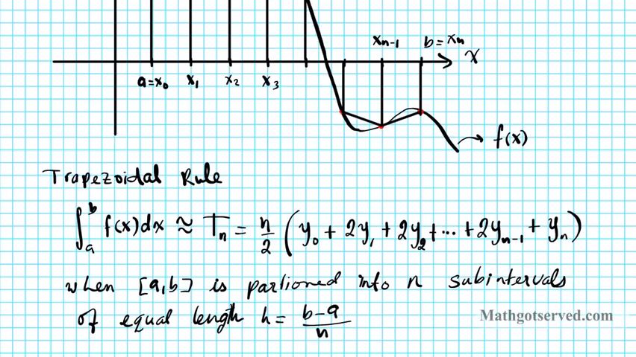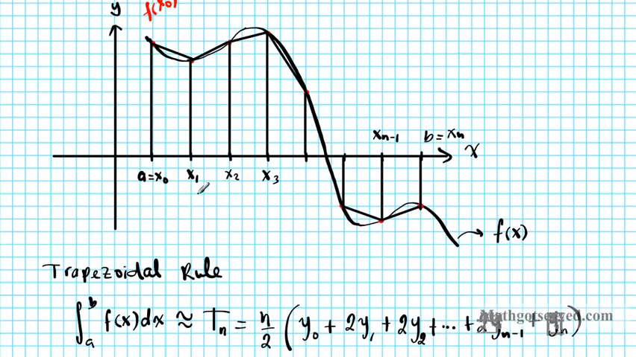In the scenario I drew here, all these lengths right here are h. Basically, that is the height of the trapezoid. So that's all h. What this formula tells you is the area under each of these trapezoids, the sum of all the areas.